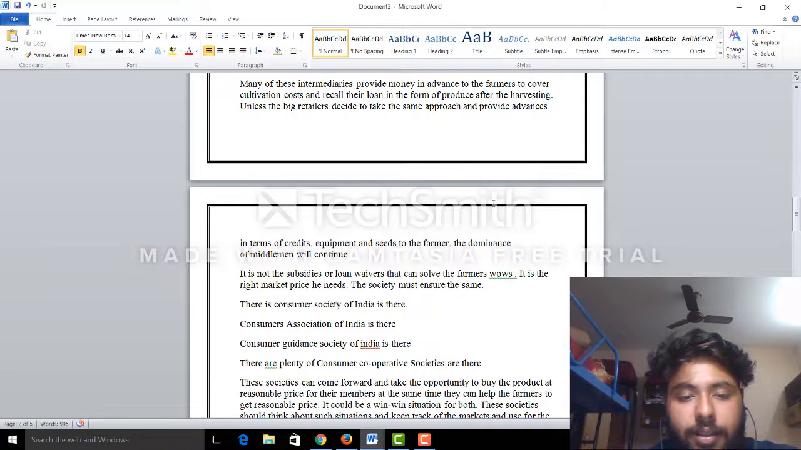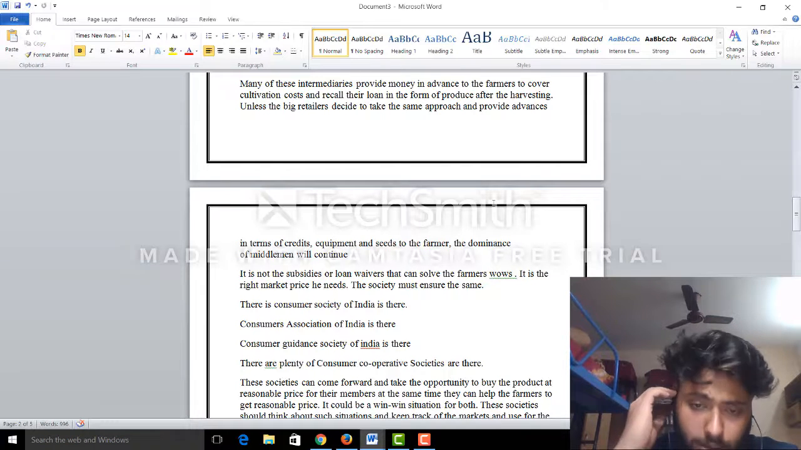It is not these subsidies or loan waivers that can solve the farmers' woes. It is the right market price. The society must ensure the same.